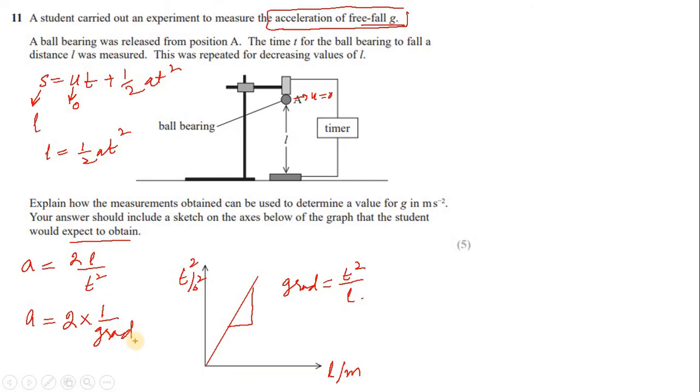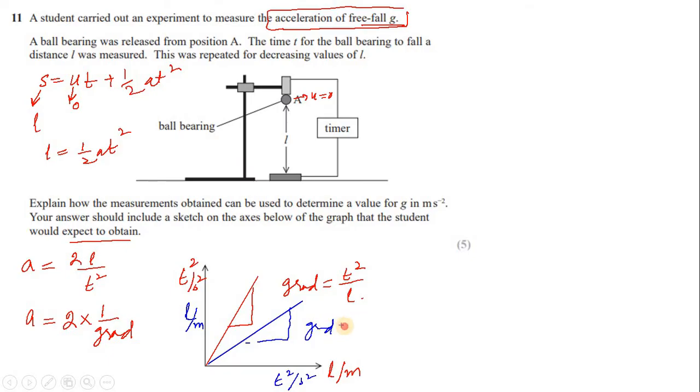That's how acceleration can be found. Another method is, instead of taking t square on the y-axis, you can take L on the y-axis and t square on the x-axis. So L should be in meter and t square should be in s square. In this case, again, you would have a straight line but with a different gradient, and then you will find the gradient.